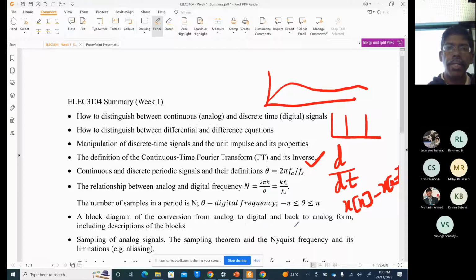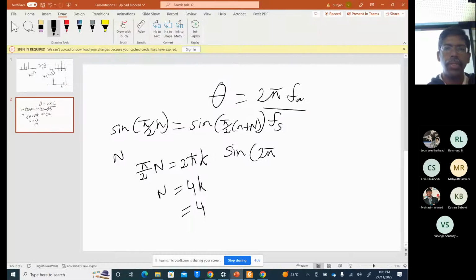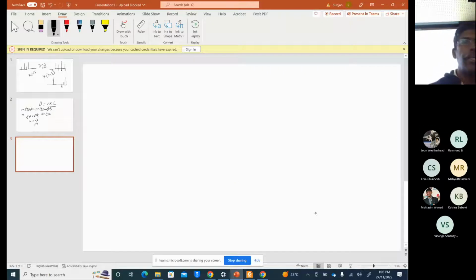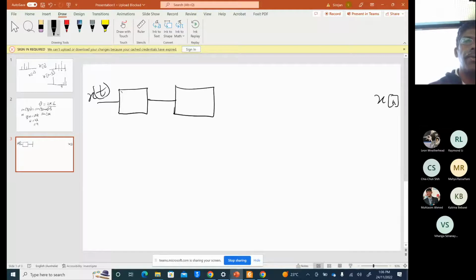Block diagram of conversion from analog signal to digital signal. To convert an analog signal to a digital signal, first you have the analog signal x(t), and finally the end signal is x[n]. What are the things you have to do? First, sample and hold. You have to have the sample and hold. It is kind of a switch.